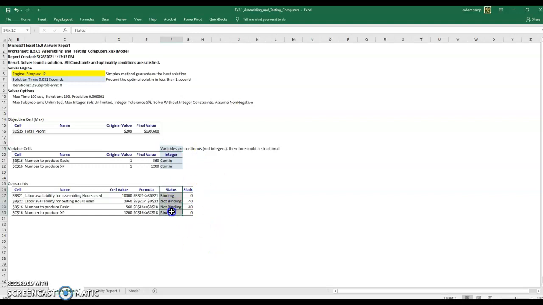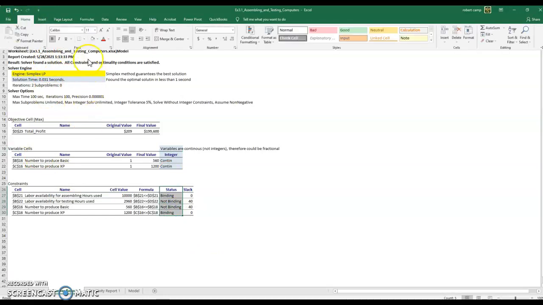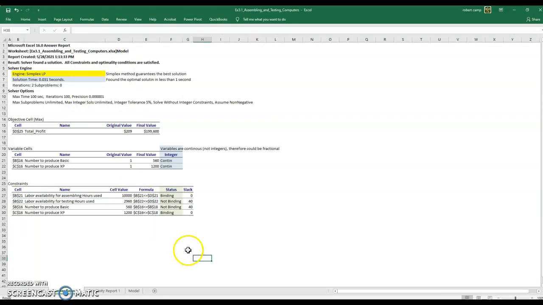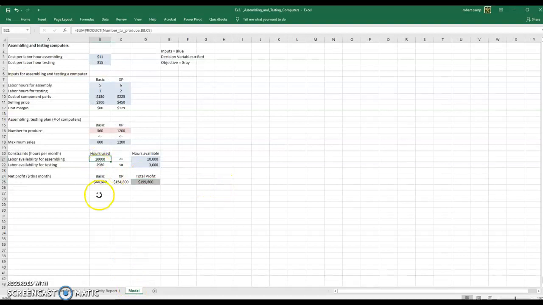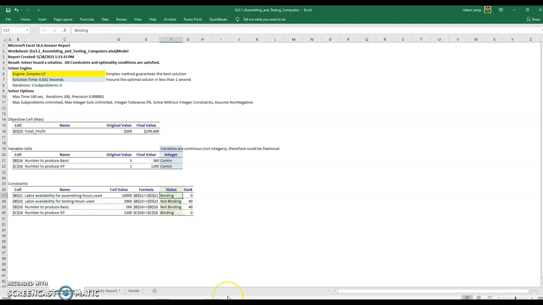So the next thing I want to look at is the status. Now you'll notice that we've got these two words that pop up, binding or non-binding. So a constraint is binding if you've used all of that constraint and there's no more. Basically labor hours for assembly, if we go back here, you'll see that we used 10,000 hours for assembling time. We used all 10,000 hours. That is a binding constraint. There is no more.